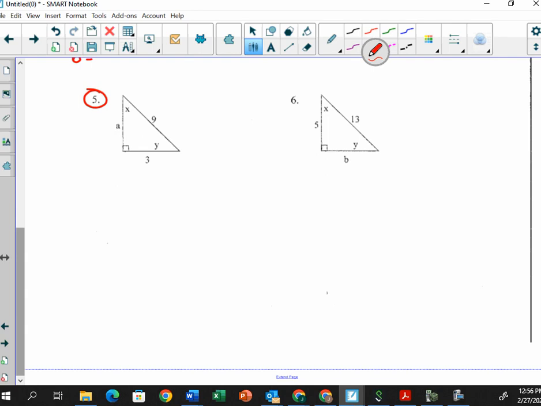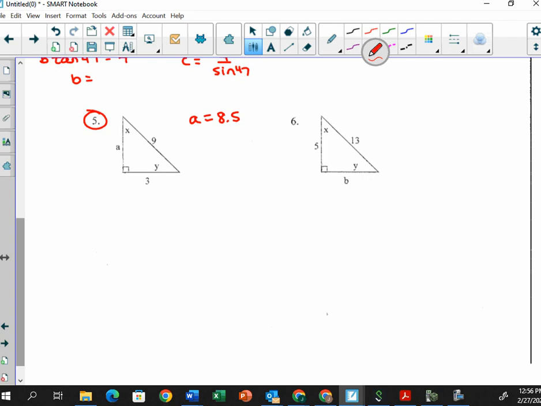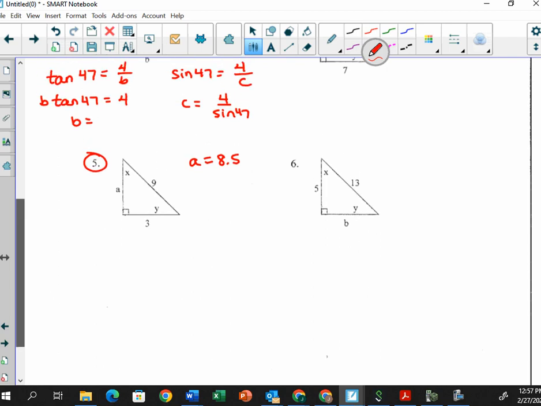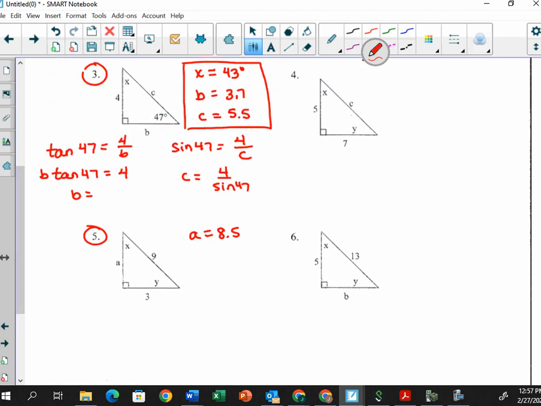Guys, did you get 8.5 for the side? 8.5. I got square root of 6 root 2. So when I say round to the nearest tenth, give me a decimal answer. I know you're very used to the radicals, but when we're rounding, that's what I want you to do, okay?